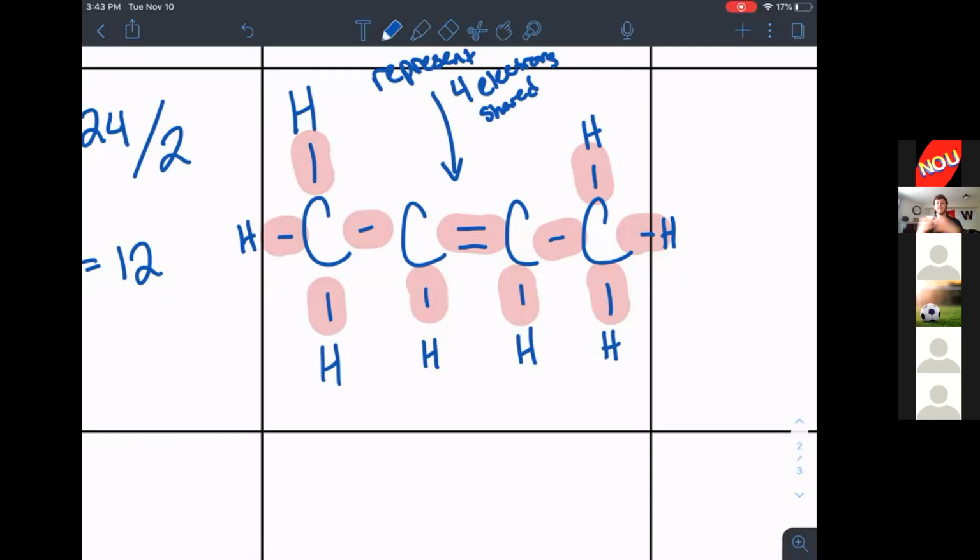Now all of our carbons and all of our hydrogens have their full octets. Either they're 2 valence electrons or they're 8 valence electrons that they're sharing. And we've created our molecule. Is there any question on that one? I know that one was a lot harder.